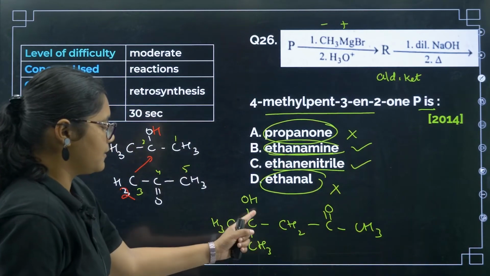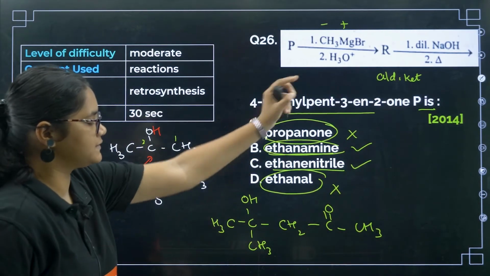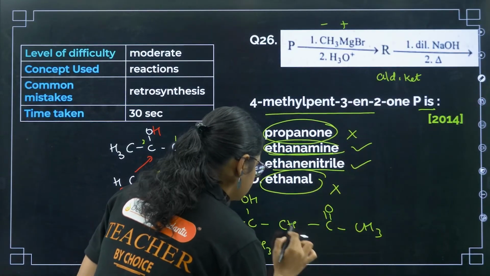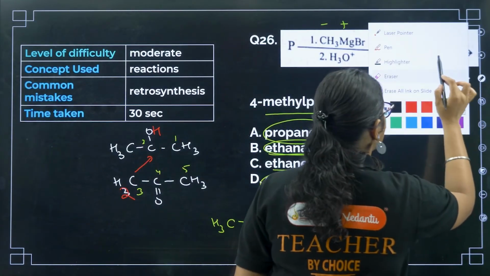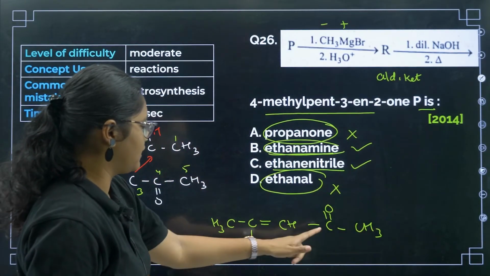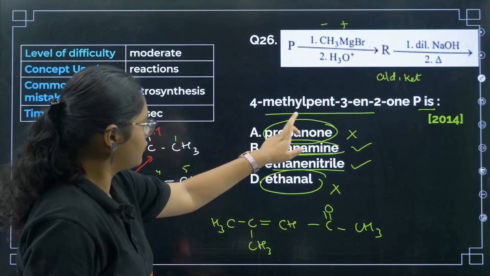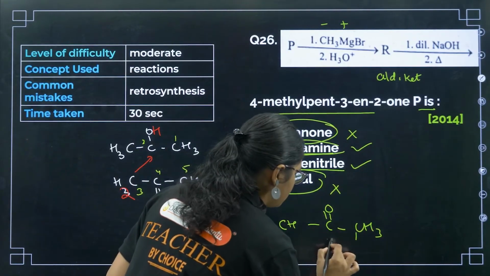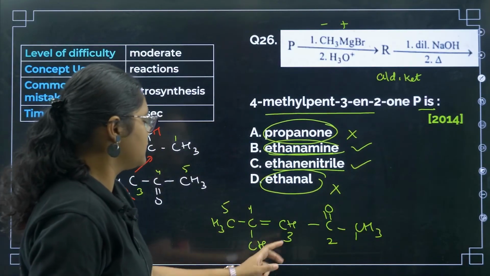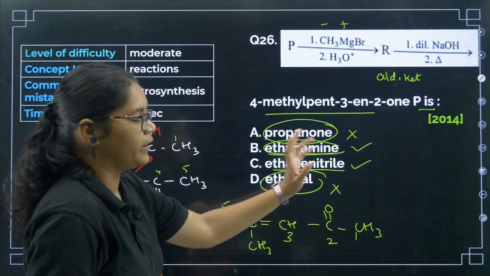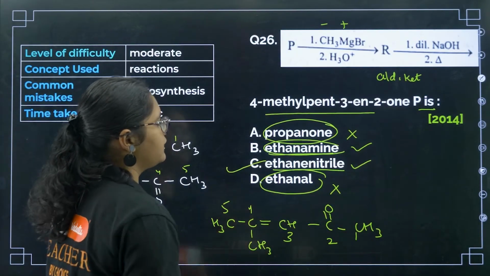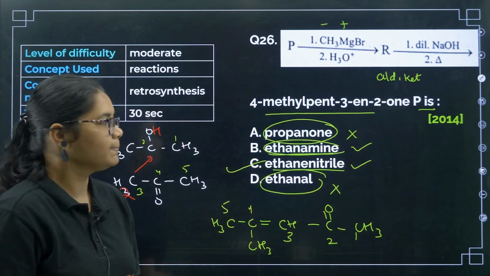Now what will happen? There will be dehydration because heating is also given. So the most stable alkene will form. So here what we will get? A double bond, okay. So now if you see the name, we have 1, 2, 3, 4 methyl. So I can number it like this: 1, 2, 3, 4 and 5, right? So 4-methylpent-3-en-2-one, okay. So the correct answer will be, obviously, option number C, okay.